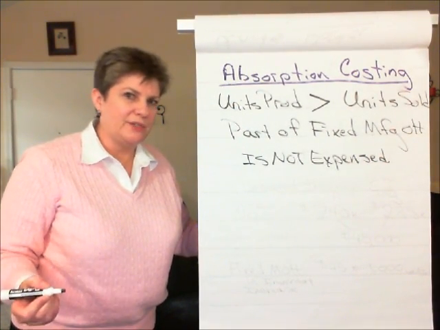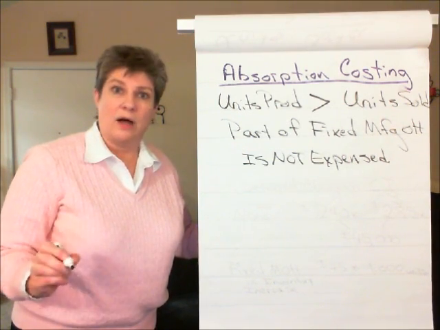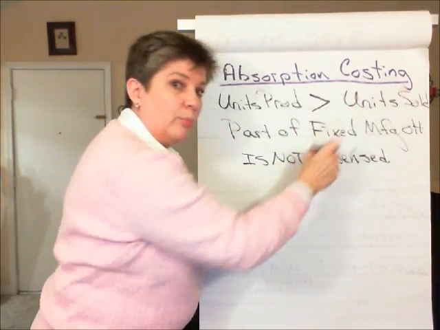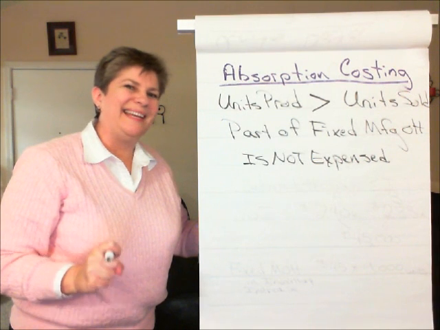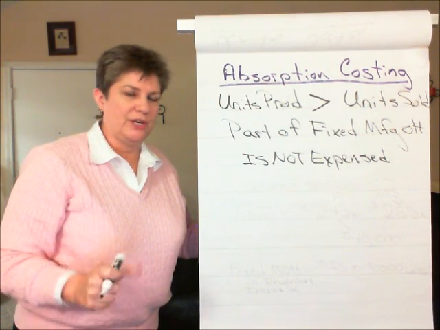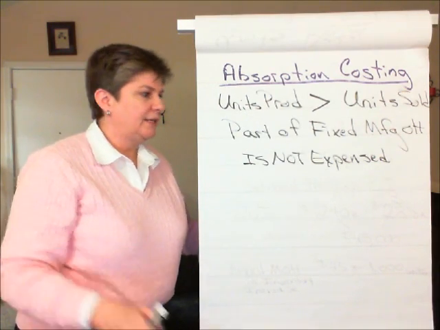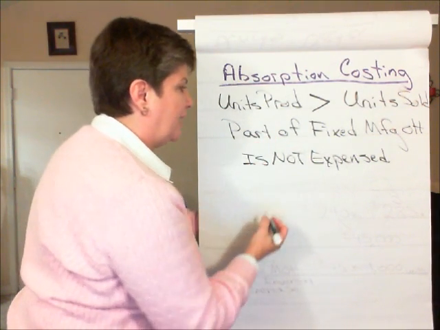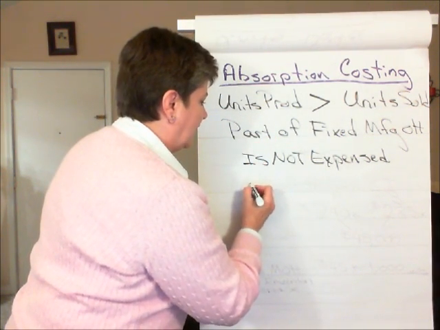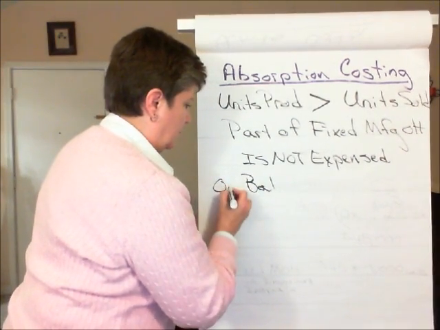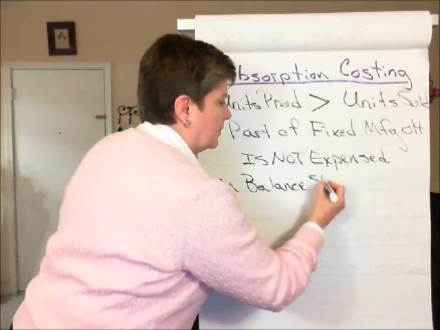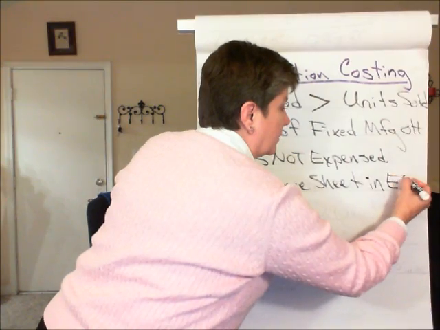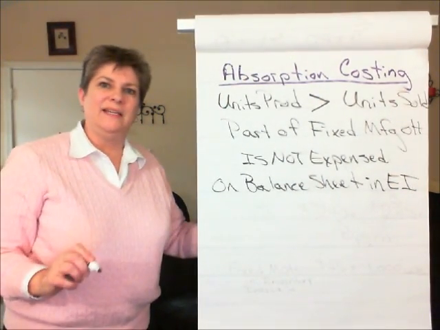Well, if it's not expensed, what happens to that cost? Well, remember what happened. Units produced was greater than the number of units sold. So that meant that ending inventory of finished goods increased. That is where that fixed manufacturing overhead is parked. That fixed manufacturing overhead is on the balance sheet in ending inventory.